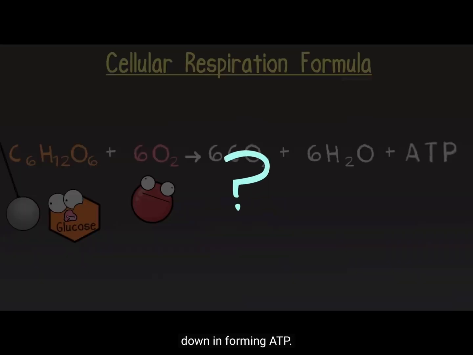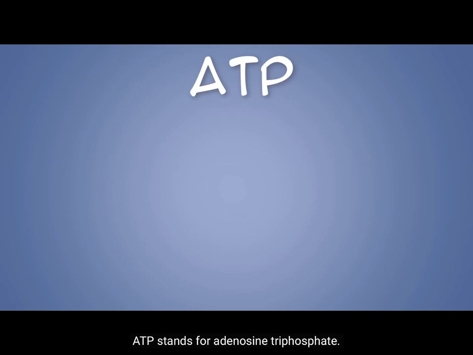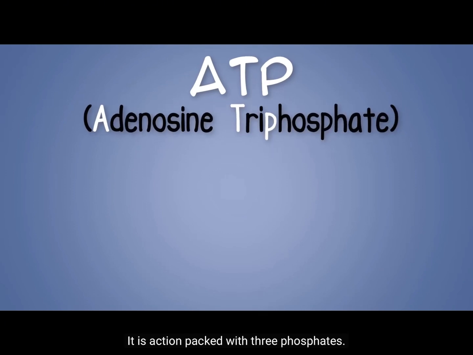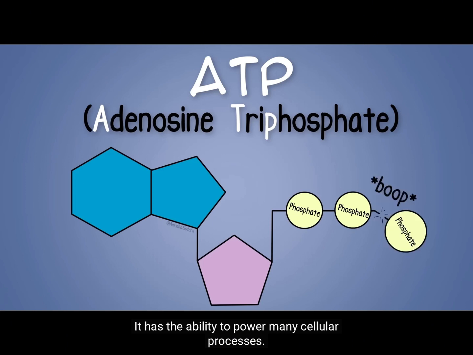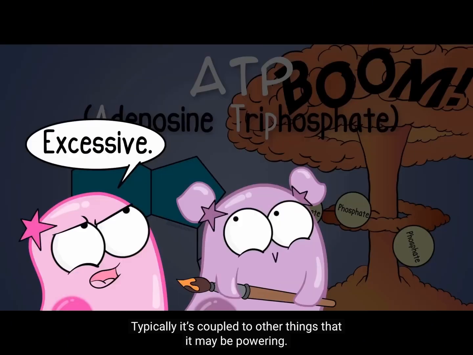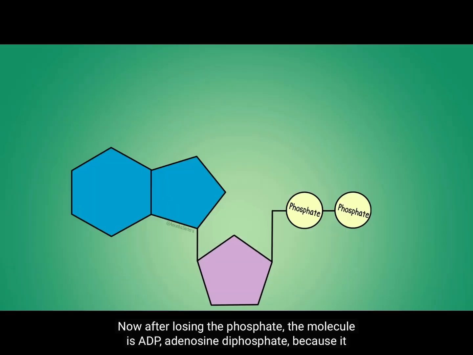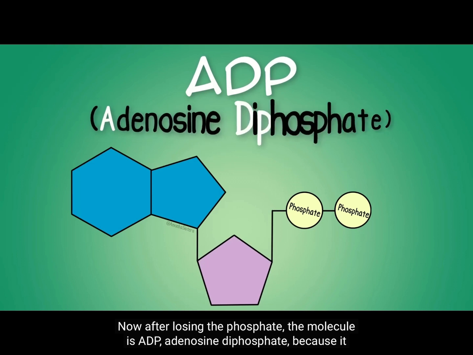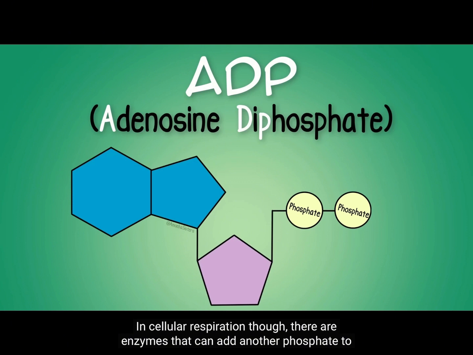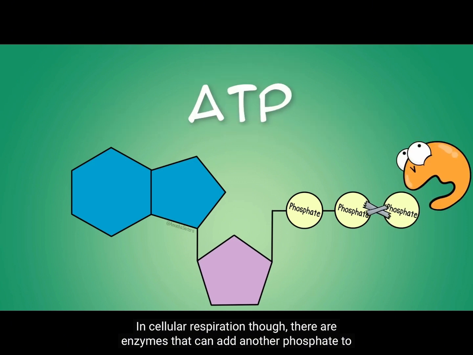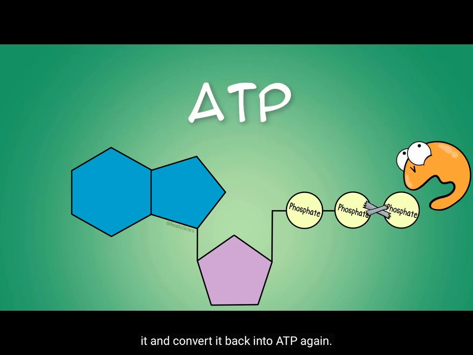Why ATP? ATP stands for adenosine triphosphate, and it's action-packed with 3 phosphates. It has the ability to power many cellular processes. Typically, it's coupled to other things that it may be powering. Now, after losing the phosphate, the molecule is ADP, adenosine diphosphate, because it has 2 phosphates. In cellular respiration, though, there are enzymes that can add another phosphate to it and convert it back into ATP again.